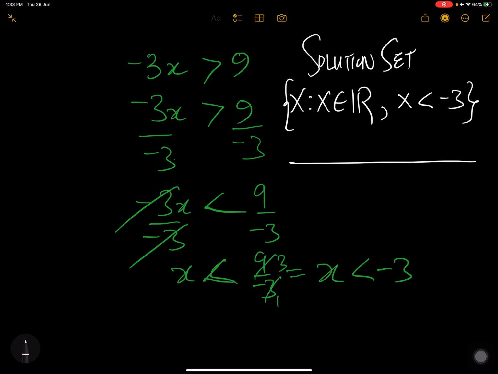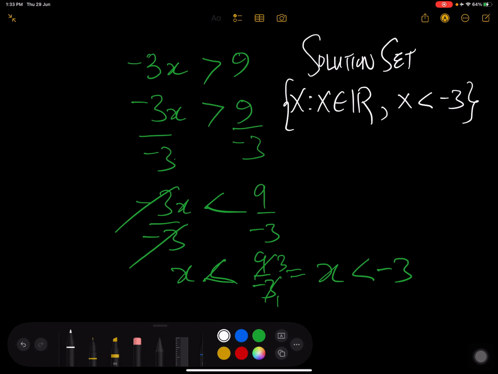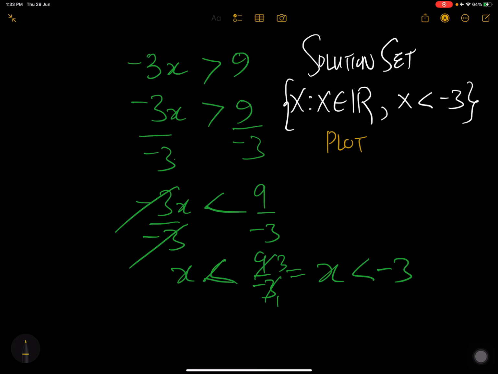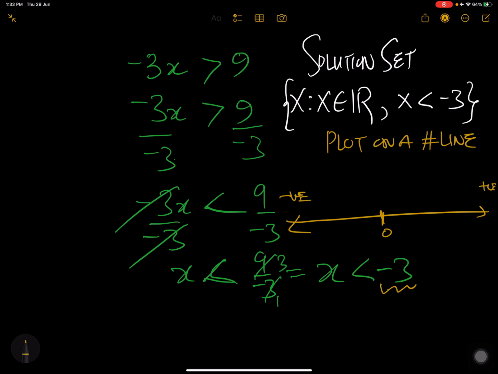And to put it on the number line, this is a number line. Let me write that: to plot on a number line. We're going to have this. So we know that 0 is always at the center. This side is negative numbers, and that side is positive numbers, right? So this is a negative number, negative 3. Let's imagine the negative 3 is here.